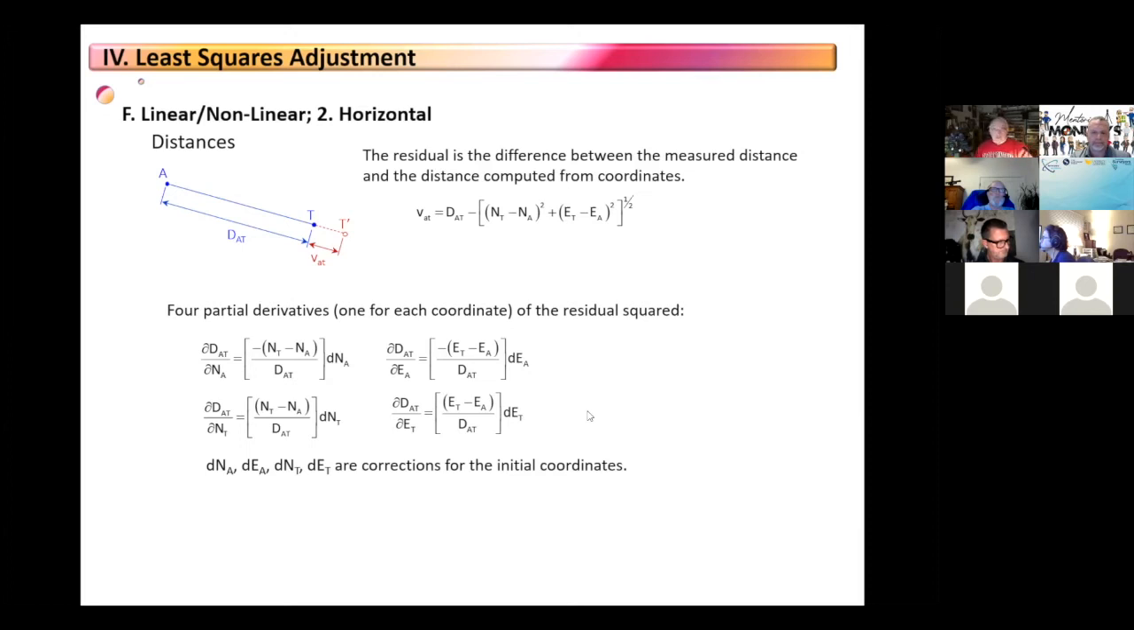So for example, if I was just working with this one distance, and I had initial approximations at both ends, I would compute what my corrections are here based on some initial approximations. Then I would take those corrections, apply them to the coordinates, recompute these to get new updates. If they're still too large, then I would keep on going. So I would iterate through the process.